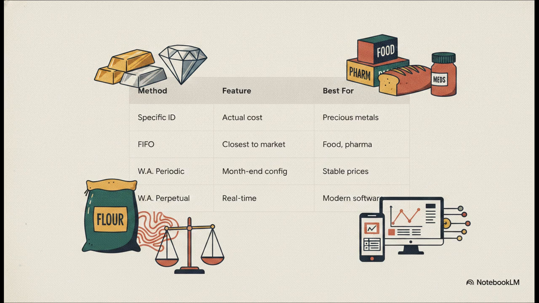Well, we have 4 standard inventory cost flow methods. Specific identification is absolutely perfect for high-value items where you track every single piece. Then there's first in, first out. Good old FIFO. This one is great because it keeps your closing stock closest to current market prices. Then we've got the weighted average methods. The periodic version is simpler, calculated at month end, making it ideal for high-volume goods with really stable prices, think something like flour. But perpetual weighted average, that one is recalculated after every single receipt. It's a bit more work, but it's perfect for modern accounting software that needs real-time precision.